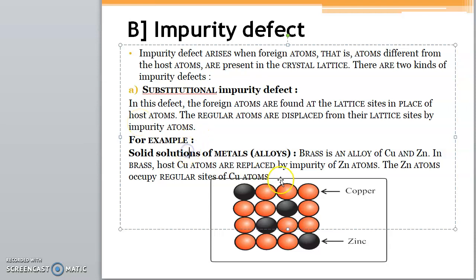For example, suppose copper is my host atom, and it is replaced by zinc, as shown by this black color. Zinc atoms substitute copper atoms, as you can see in this diagram. So the regular atoms are displaced from the lattice sites by impurity atoms. Generally something like this happens in preparing alloys. Brass is an alloy of copper and zinc, isn't it? In brass, the host copper atoms are replaced by zinc atoms, and the zinc atoms occupy the regular sites of copper atoms.